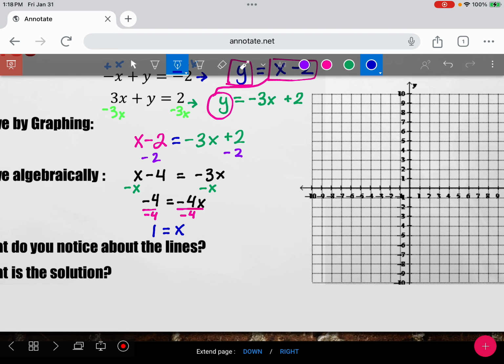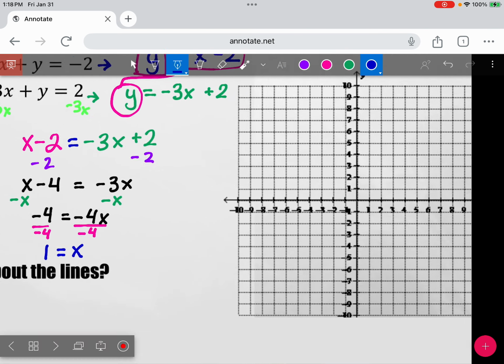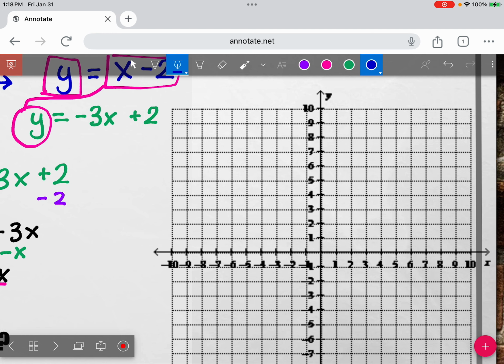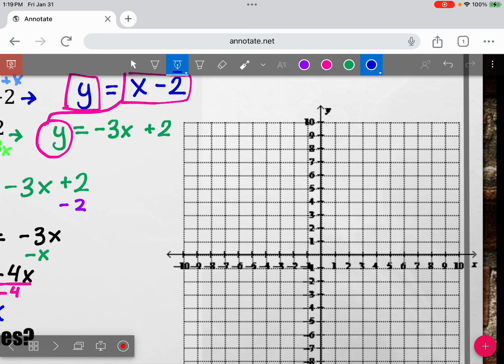Because what is our solution going to be here? Let's take a look at our graphs. I'm going to go ahead and graph it before we finish talking about the solution here. So let's graph our two lines so we can see what's going on here. Y equals x minus 2.